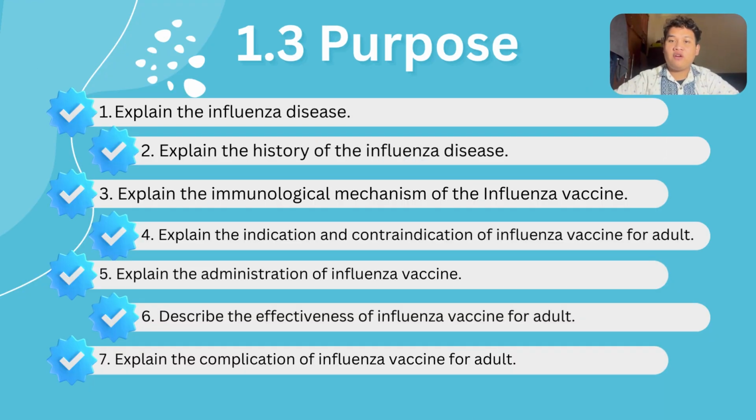The purposes of our project are: explain the influenza disease, explain the history of influenza vaccine, explain the immunological mechanism of the influenza vaccine, explain indication and contraindication of influenza vaccine for adults, explain the administration of influenza vaccine, describe the effectiveness of influenza vaccine for adults, and the last is explain the complications of influenza vaccine for adults.